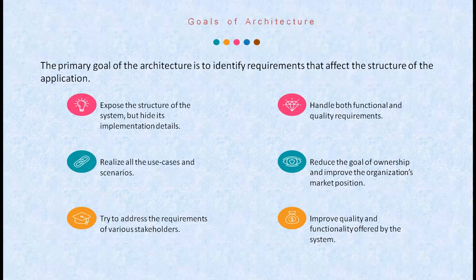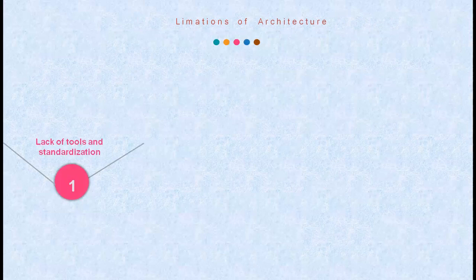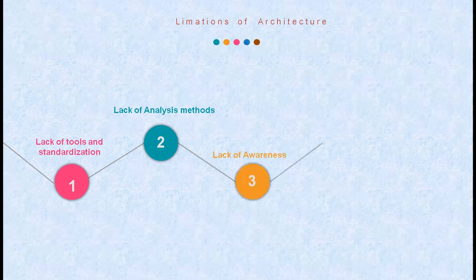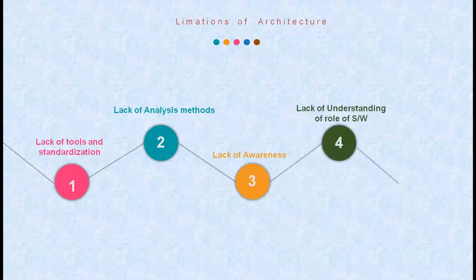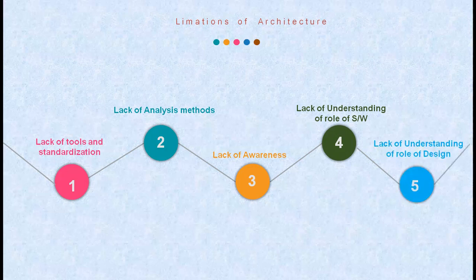Now coming to the limitations of the architecture, we know that software architecture is still an emerging discipline within software engineering due to lack of tools and standardized ways to represent the architecture, lack of analysis methods to predict whether the architecture will result in an implementation that meets the requirements, lack of awareness of the importance of architecture design in software, lack of understanding of the role of the architecture and poor communication among the stakeholders, and lack of understanding of the design process, design experience, and evaluation of design.